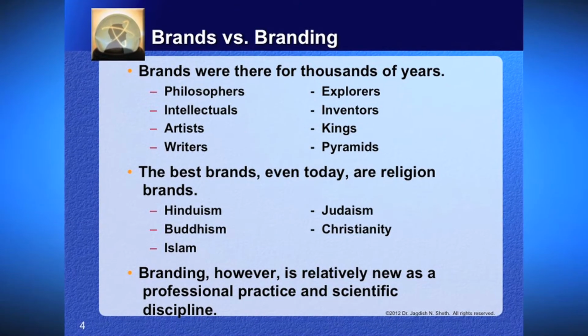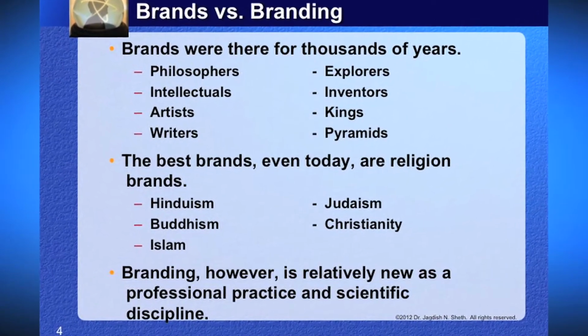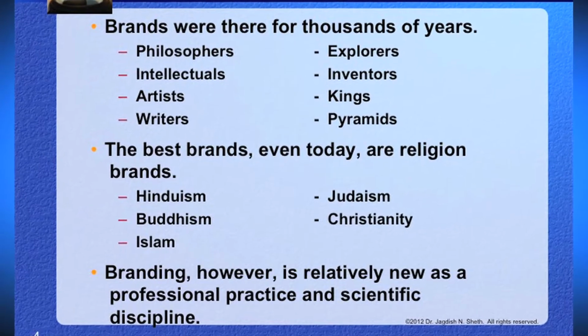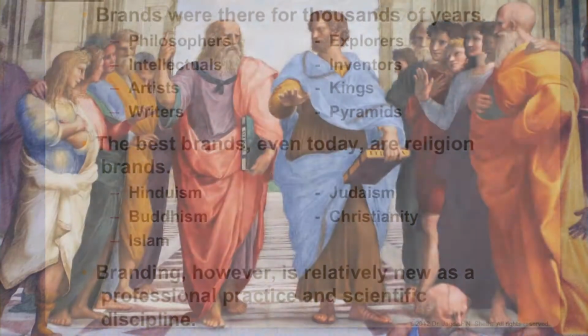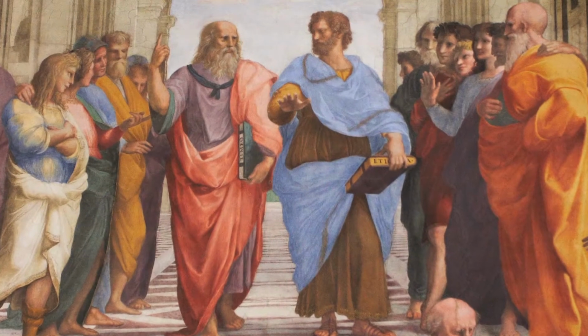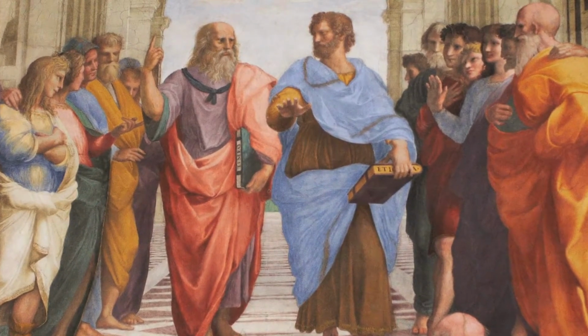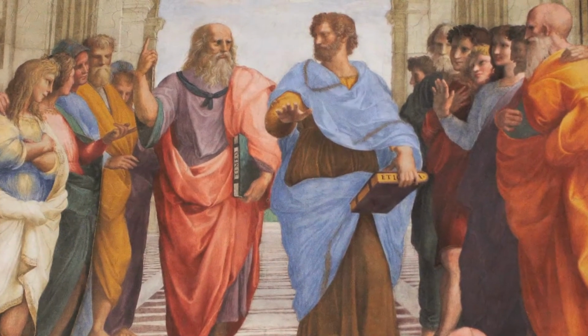Brands have been there for thousands of years. Branding is new. So we should not confuse branding from brands. For example, brands have been there among philosophers. Aristotle, Plato were great brand names. Brands were there among intellectuals in general. Brands were there among artists.